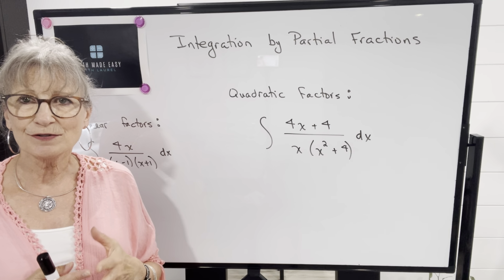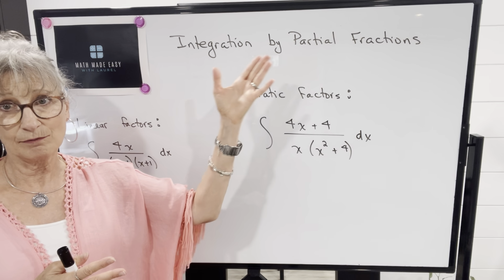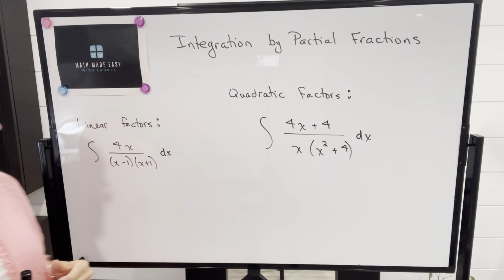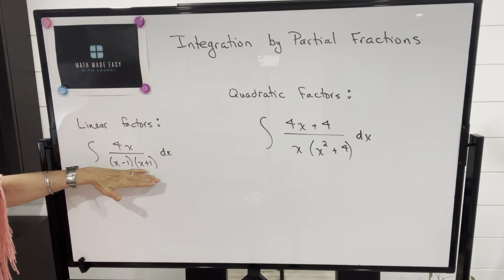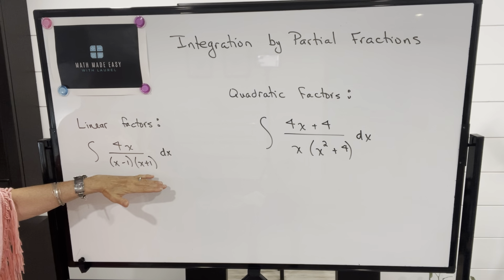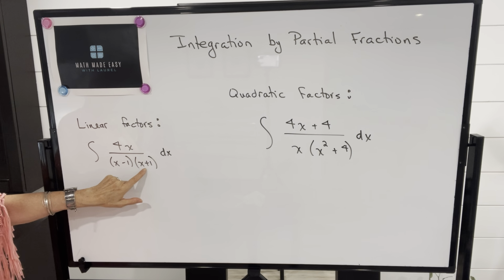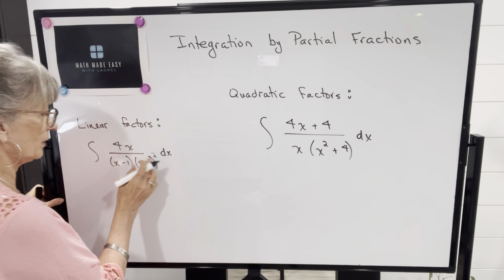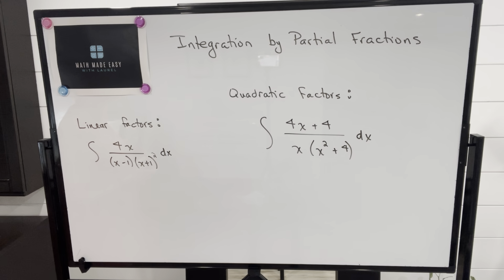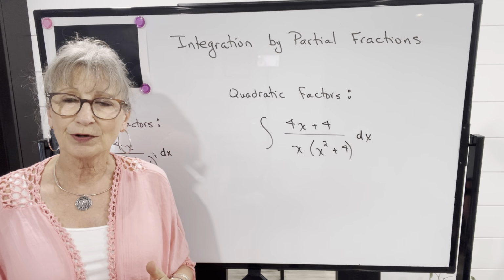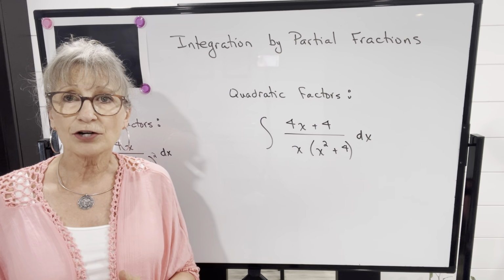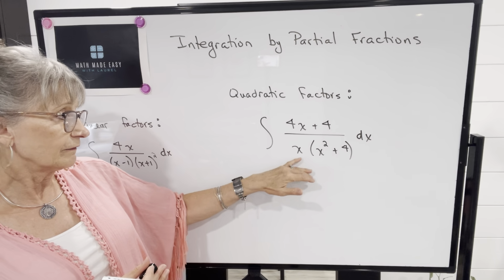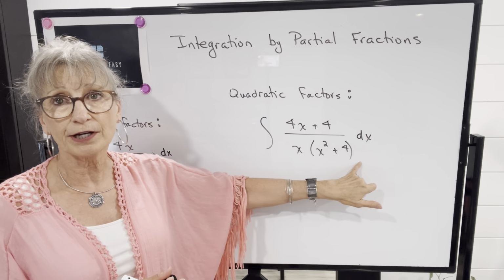In the last two videos, I introduced the technique of using partial fractions to do integration. And in both of those videos, we had linear factors in the denominator of our rational function. They may have been non-repeated like here, or repeated, for example, if there was a power on one of those factors. In this video, I want to talk about how we use partial fractions to integrate rational functions where we may have linear factors, but we also have quadratic factors.